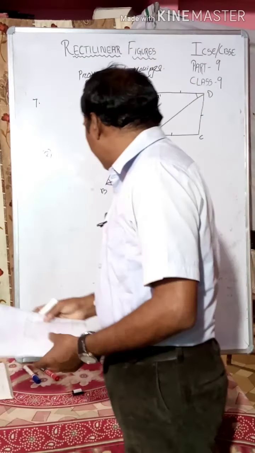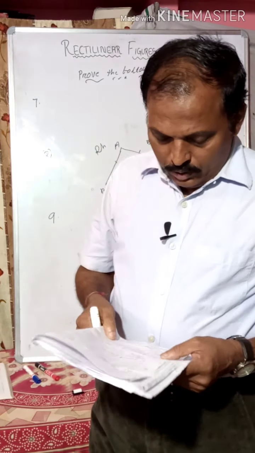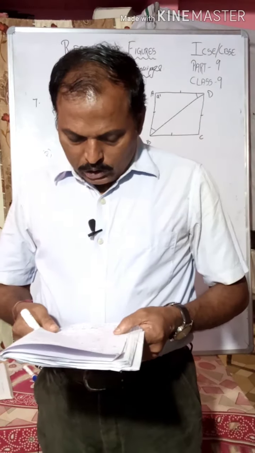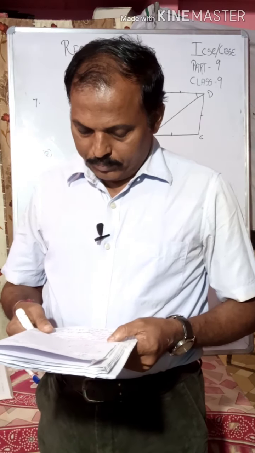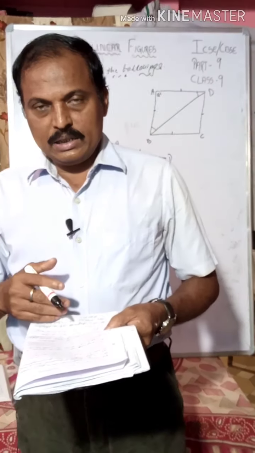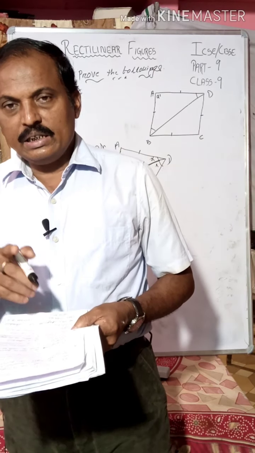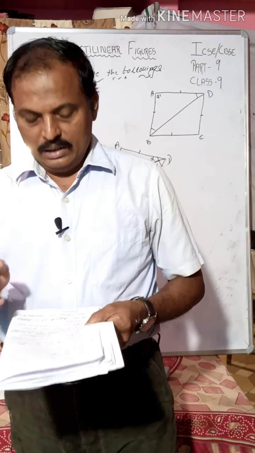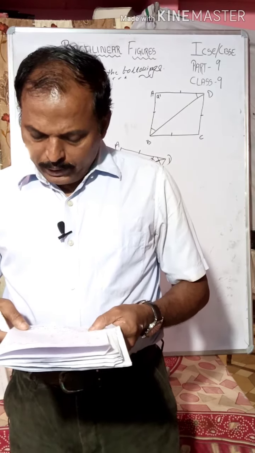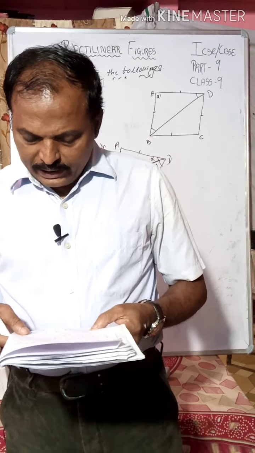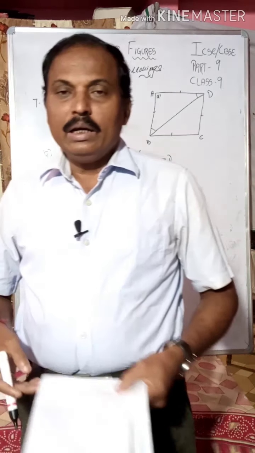The next, 9. The diagonals of a rhombus intersect each other at a right angle. We already proved this statement. The diagonals of the rhombus intersect each other at right angle. Then 10. If the diagonals of a parallelogram intersect each other at a right angle, the parallelogram is a rhombus.